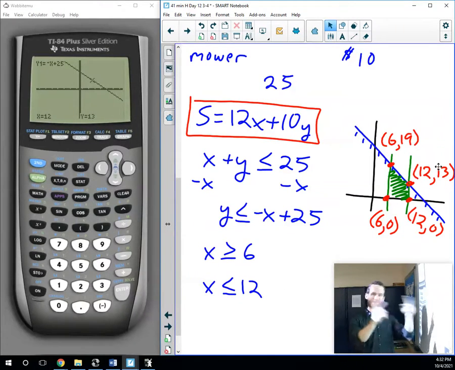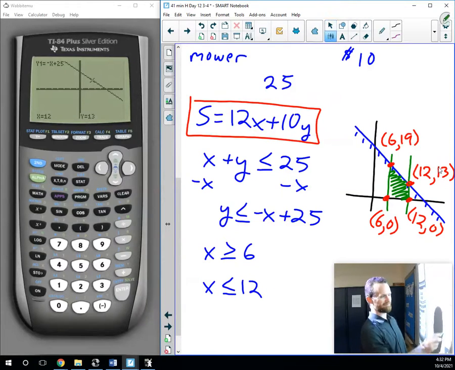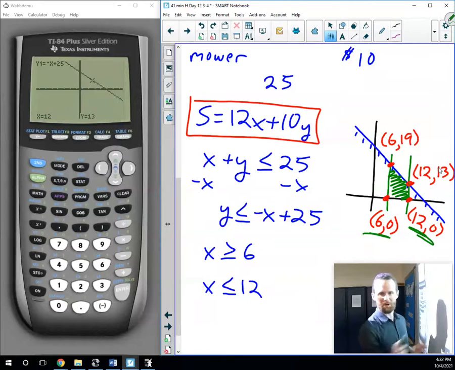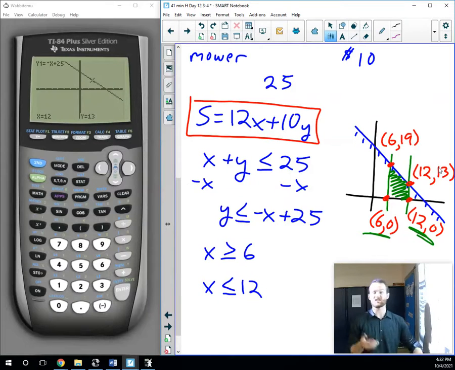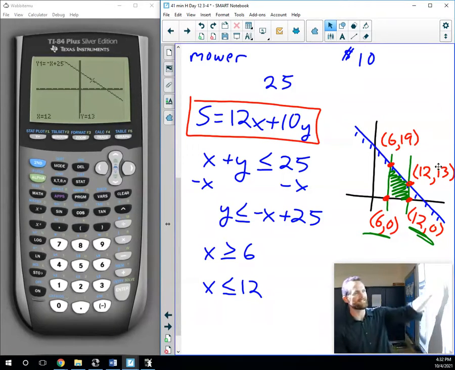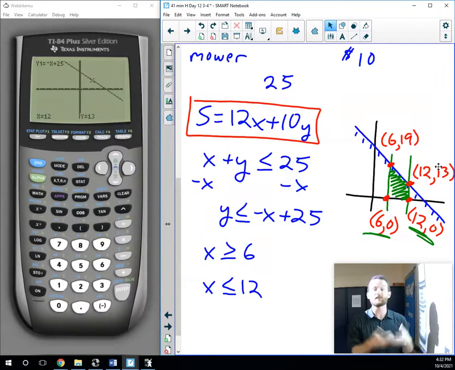Now we just take these, plug them into the objective function, see what we get. I think we can pretty much say, okay, these two are not going to be part of our answer because they're involved with 0. And basically we see, okay, (6, 19), that's automatically going to give us more than 60. Same thing with (12, 13) and 120. So I'm going to skip the bottom two vertices.